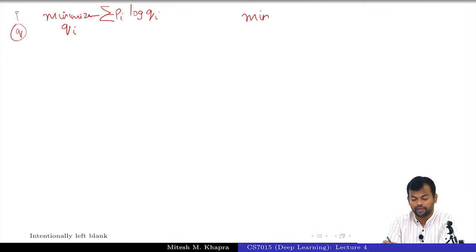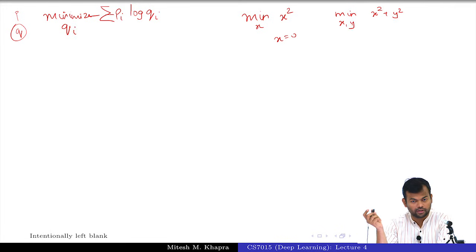Now, how do I find the minimum? Suppose I have this problem. How do I find the value of x which minimizes this? Take the derivative and set it to 0. And then in this case, I'll get x equal to 0 as that value. Can I do the same thing here? And suppose it was this. Now this is a function of two variables. Again, I could do the same thing: take the partial derivatives and set them to 0, and I'll get the minimum value.